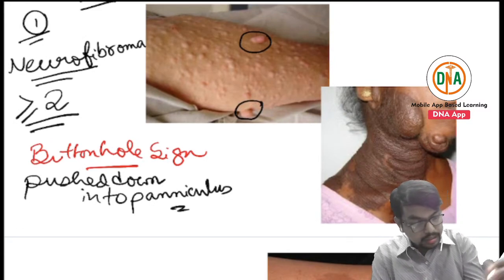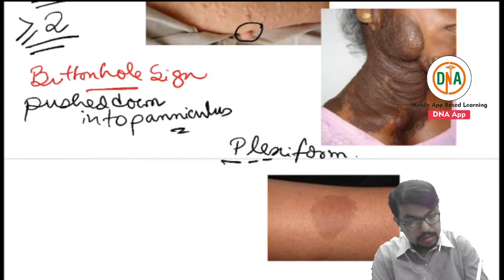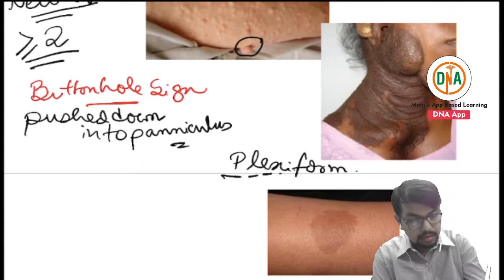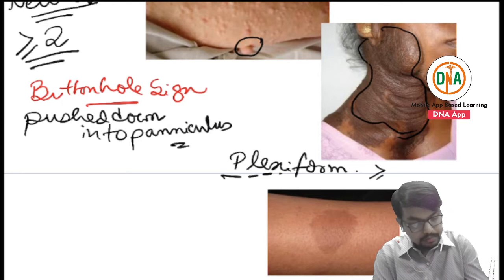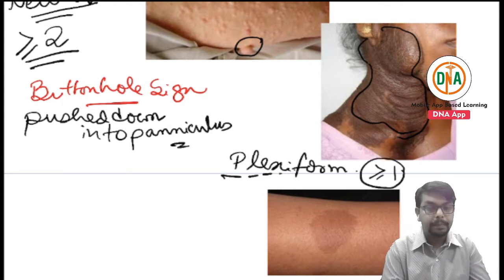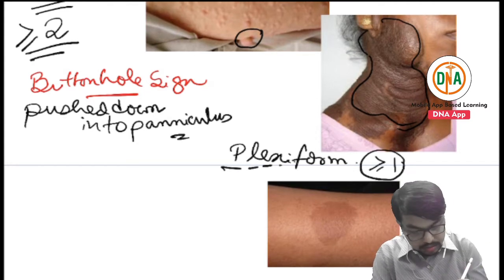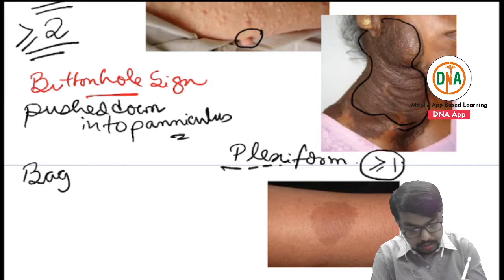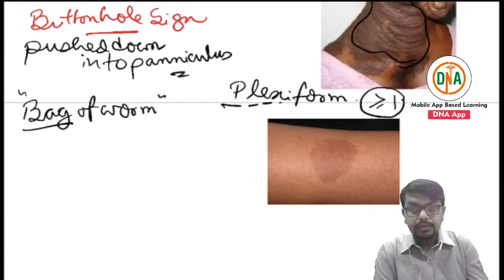Next, if it is a case of plexiform neurofibroma, see, this one is a plexiform neurofibroma. Presence of a single plexiform neurofibroma is sufficient for diagnosis. Plexiform neurofibroma has a bag of worms appearance on palpation. So first is neurofibroma.